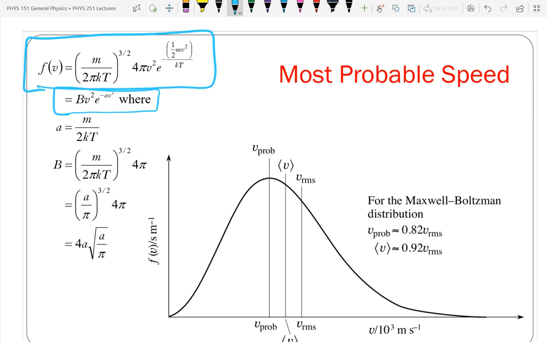Now keep in mind there is temperature associated with the capital B and associated with the lowercase a. So there will be temperature in there, but I'm not taking derivatives with respect to temperature, so it's not a problem to me. So finding the most probable speed, we said, is take the derivative of f of v with respect to v, evaluate that at v probable, and set it equal to 0. I say evaluate at v probable because that's what we're finding if we set it equal to 0. Right? If you set it equal to 0, you get only one speed.